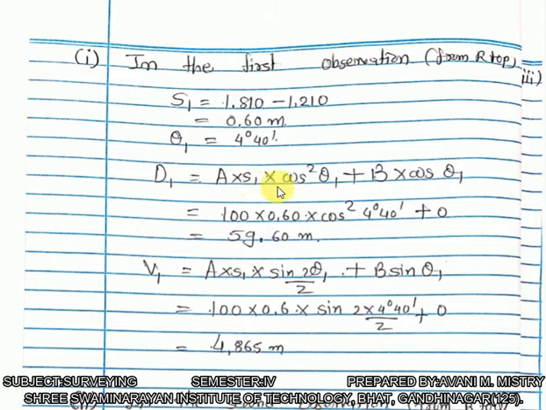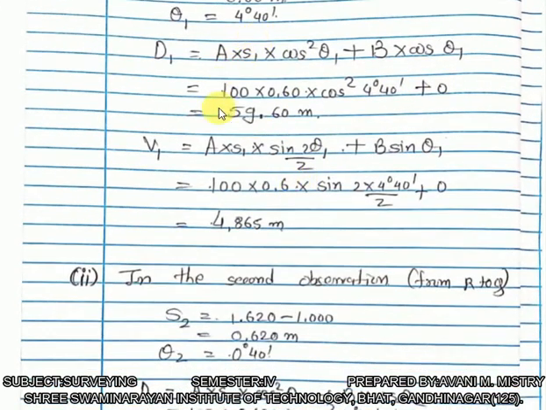D1 is equal to A S1 cos square theta 1 plus B cos theta 1. The value of A is equal to 100. The value of S1 is equal to 0.60. Theta 1 is 4 degree 40 minute. The value of B is equal to 0. Then we get the value of D1, 59.60 meter. The value of V1 is equal to A S1 sin 2 theta 1 by 2 plus B sin theta 1. The value of A is equal to 100, S1 is equal to 0.6, and B is 0. We get the value of V1 is equal to 4.865 meter.